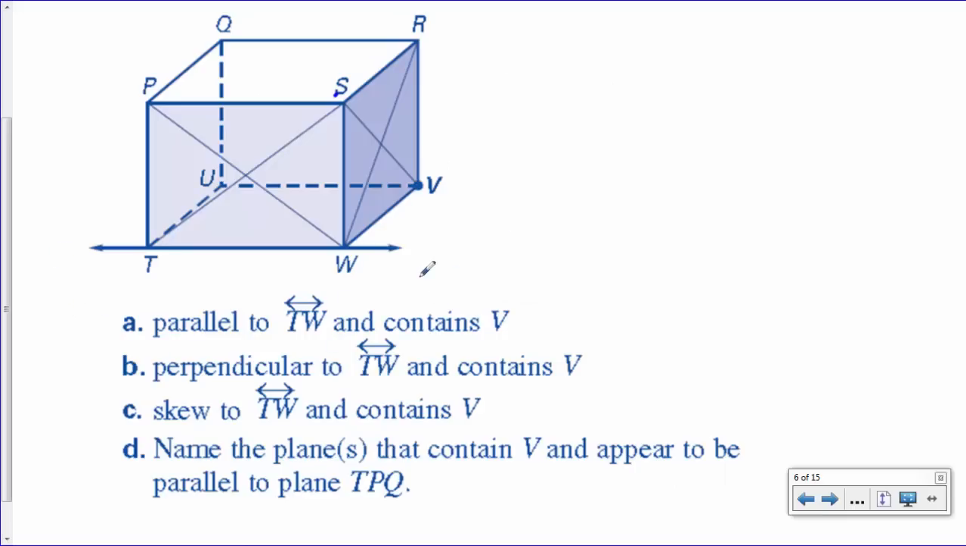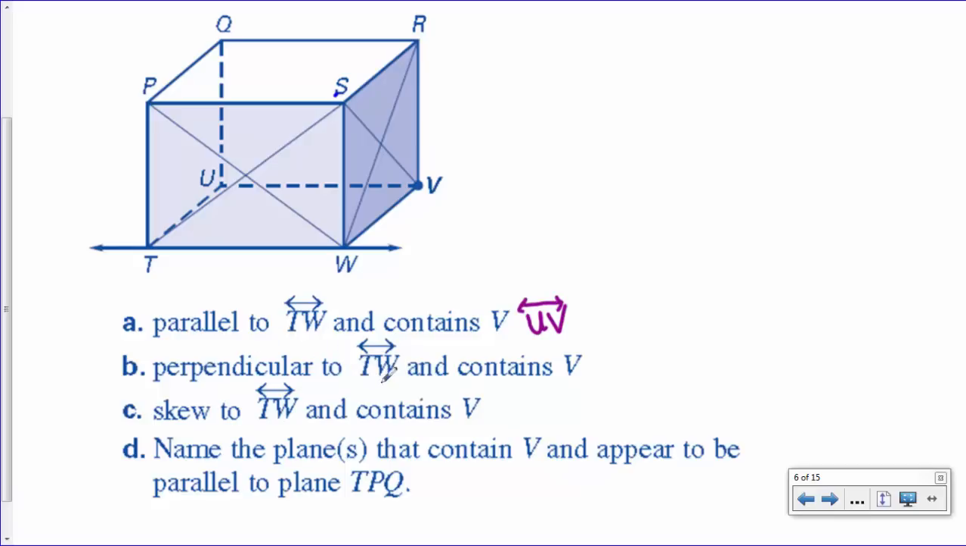In this example, we're going to name a line that fits each description. A line parallel to line TW, this line here, and contains point V. Now remember, parallel has to be in the same plane, so a line that would be parallel that contains this point in this plane, which would have to be the bottom, would be line UV. So we'll list it as line UV.